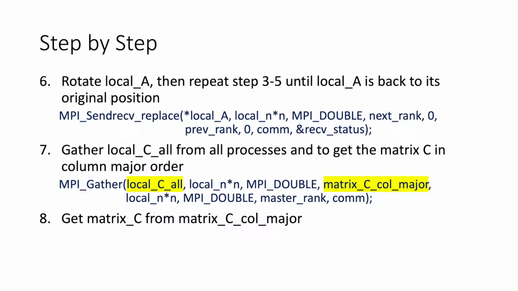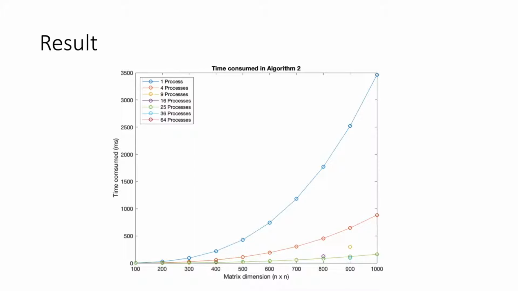In step 7, we gather local C alls from all processes and get the matrix C in column major order. In step 8, we get the final result, matrix C, from matrix C column major order by doing a simple matrix transpose. And here's the performance of algorithm 2 under our implementation.